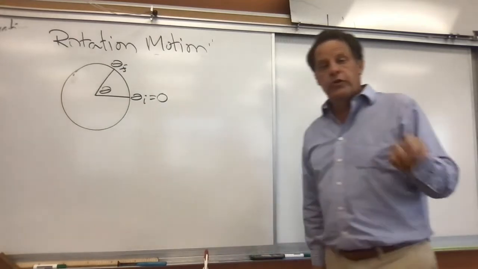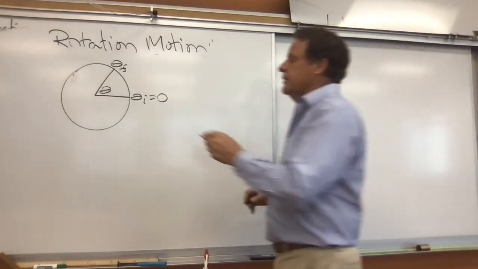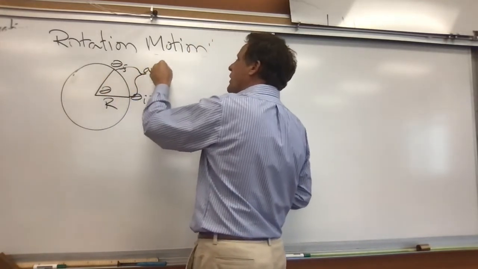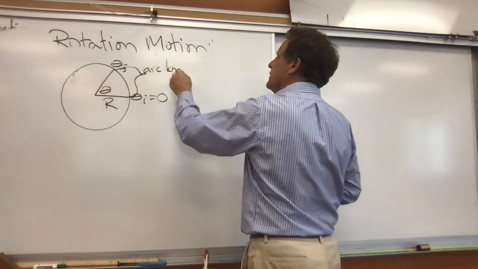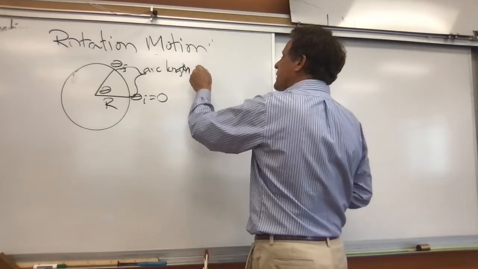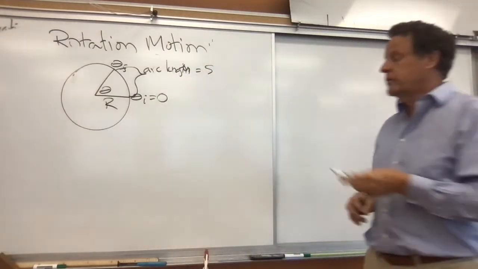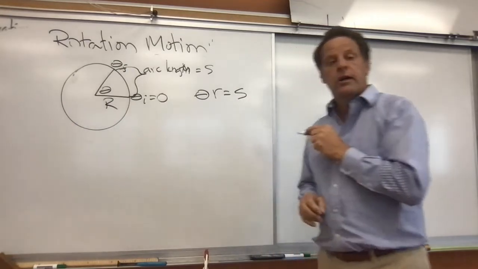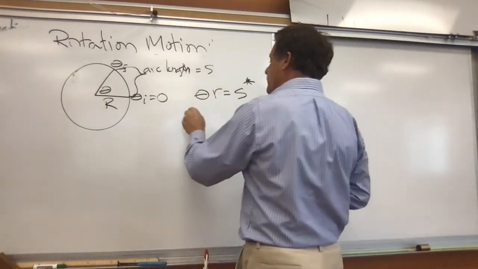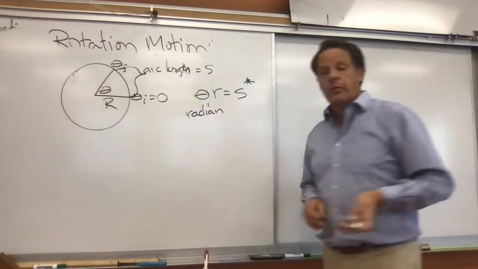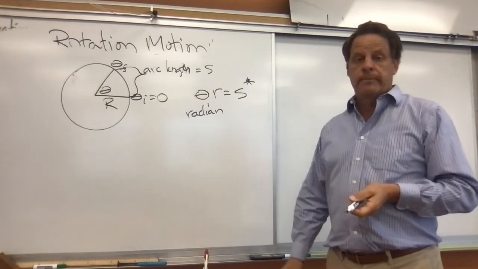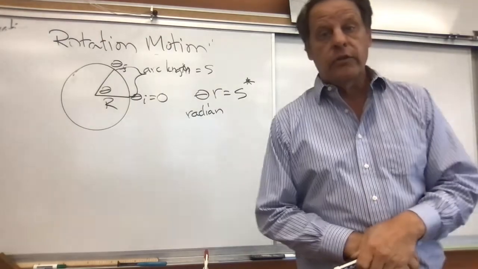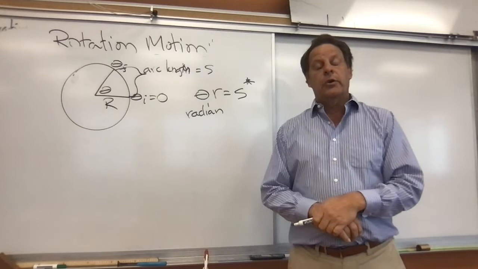Now, you are used to this in a math sense, where if we know the radius and we know the angle, then we can get the arc length, which we often call S. So theta times r is going to equal the arc length, and this only works from a radian point of view, so we can't do that with degrees.